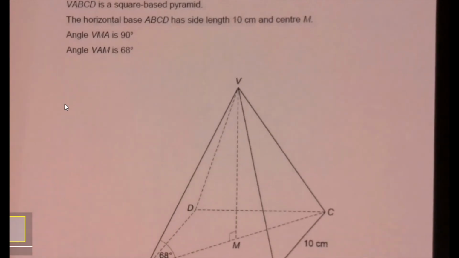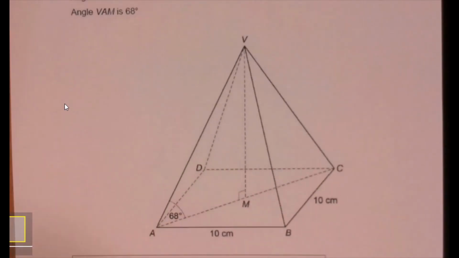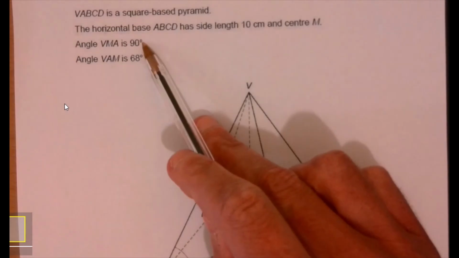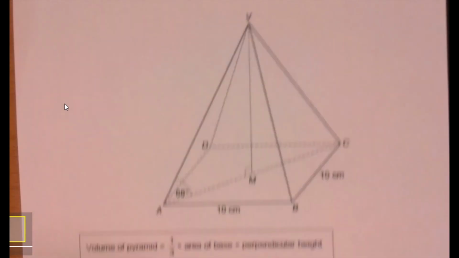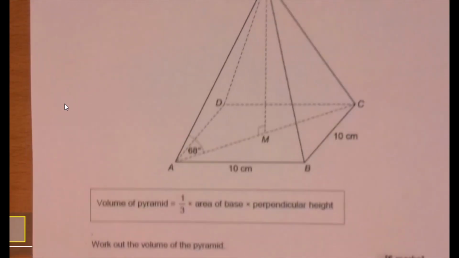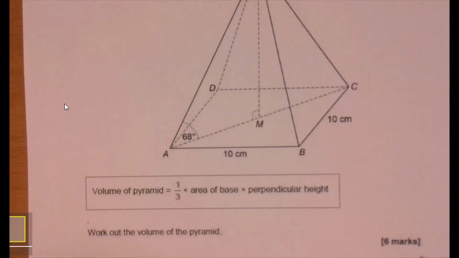On this one we've got a square based pyramid, and we're told a little bit of information up here. I'm just going to move this out a shot. Angle VMA is 90 degrees, VAM is 68 degrees. So if I put that there, now the question is, work out the volume of the pyramid. 6 marks. This is something we need to get right.